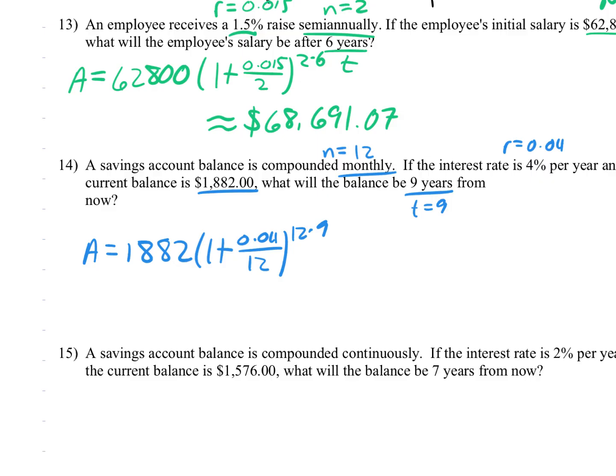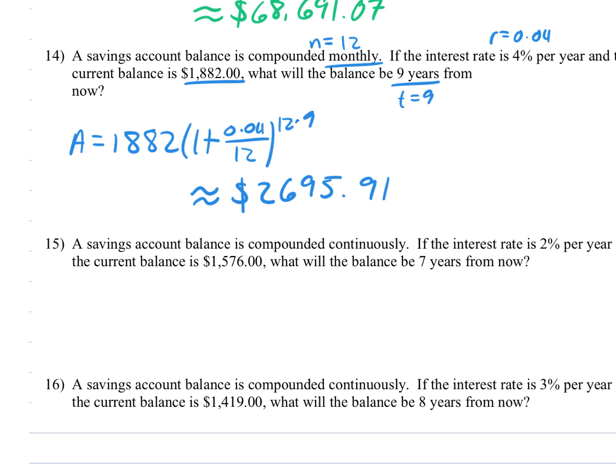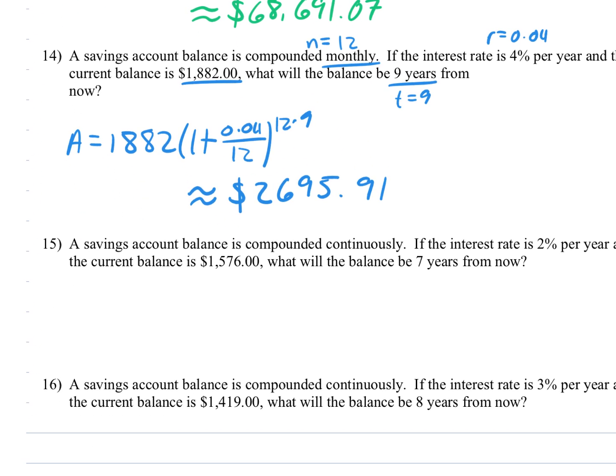All right, and then you should get approximately $2,695.91. All right, now the next one says compounded continuously. Continuously, this is your clue that you're going to use the other formula, the PERT, Pe^(rt).